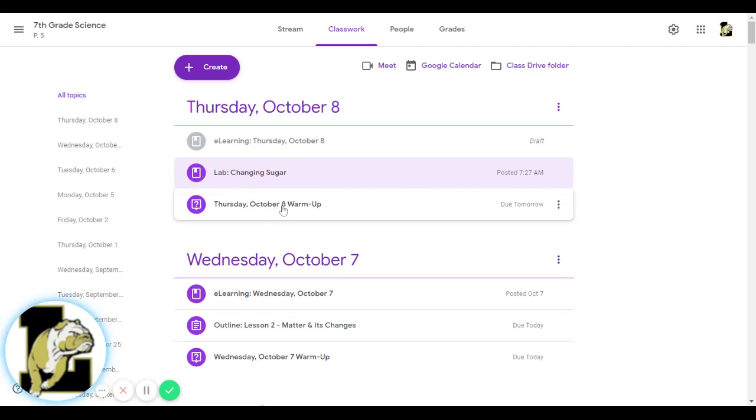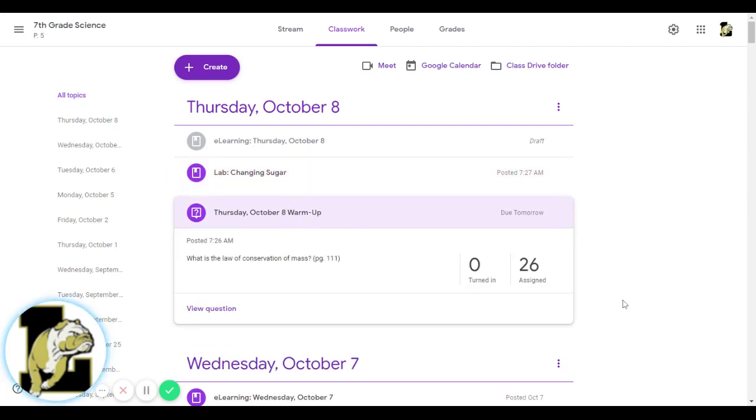Today for e-learning on Thursday, October 8th, answer this question. What is the law of conservation of mass? Basically, you're starting with something. It is going to go through a chemical reaction, and then you're going to have a product.